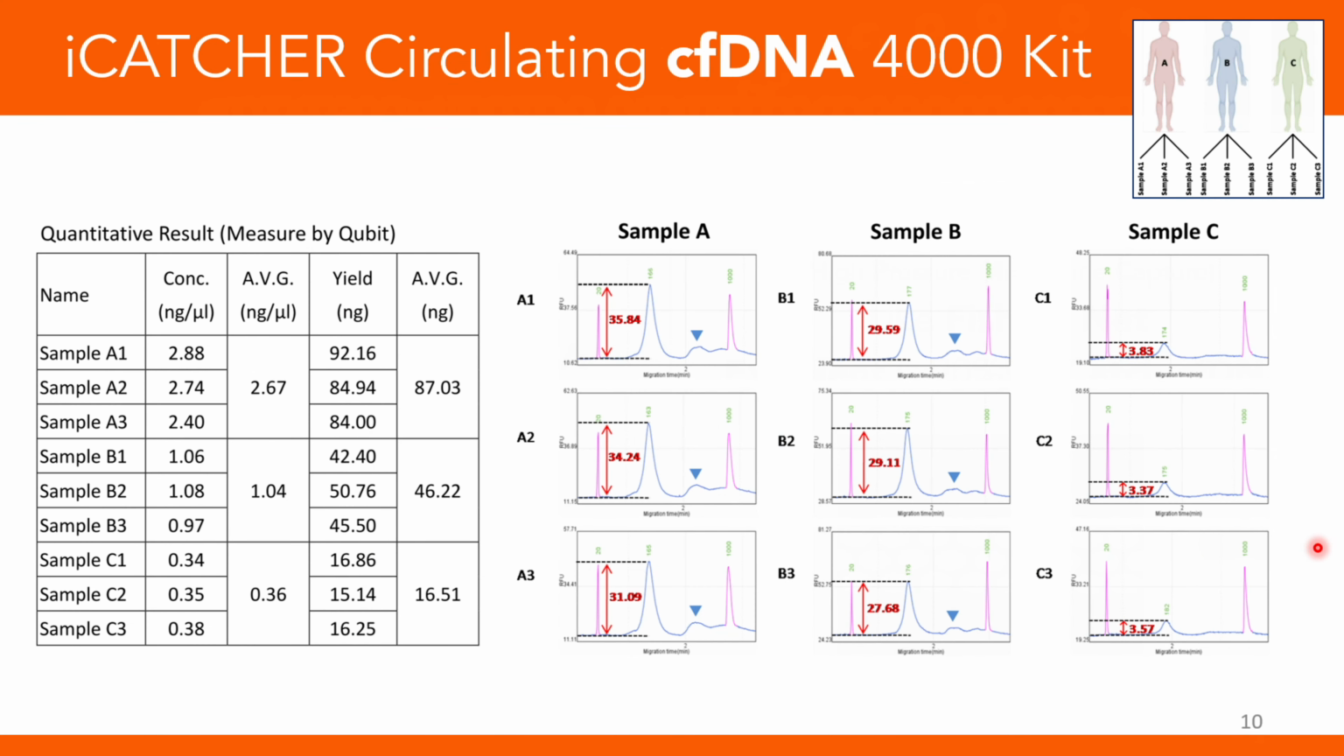And this is our kit. The name is Circulating cfDNA 4000 kit, and we can capture the cfDNA from different donors, like a high cfDNA level donor, and a medium or low cfDNA yield donor. And no matter whether high, medium, or low, both of them show very good consistency.